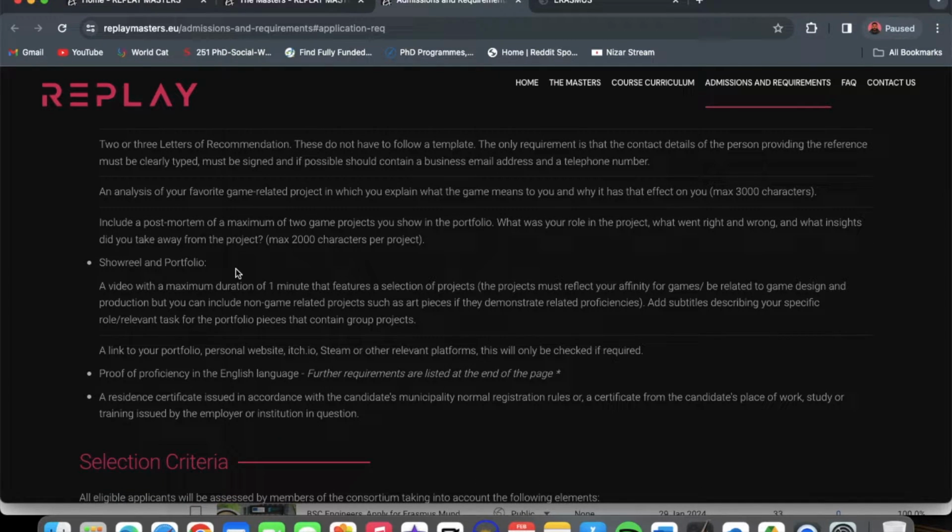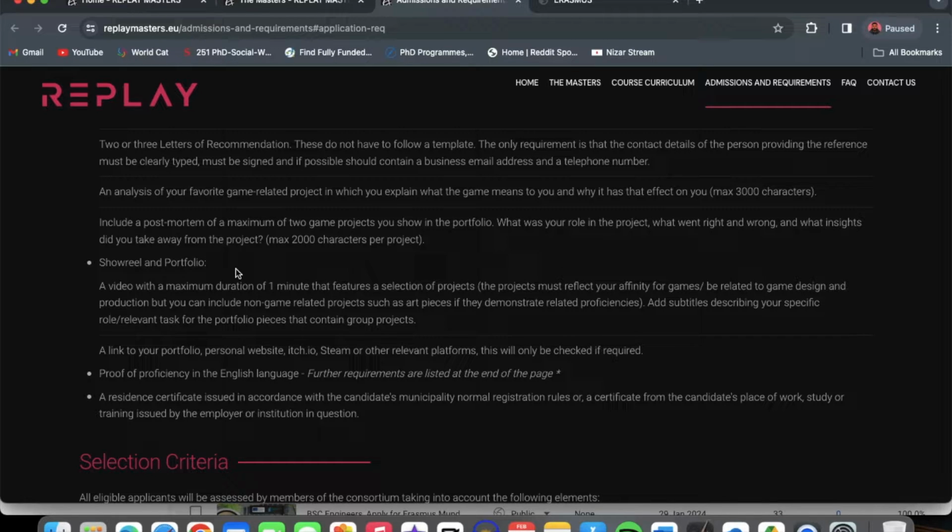Okay. Then the next thing you need is an analysis of your favorite game-related project, in which you explain what the game means to you and why it has that effect on you. So I know you're already interested in gaming, so you can analyze your favorite game. You write it in your Word document, and then you convert it to PDF, and then you add it to your application. Okay. Then the next thing is that you include a postmortem of a maximum of 2 game projects you show in the portfolio. What was your role in the project? What went right and wrong?